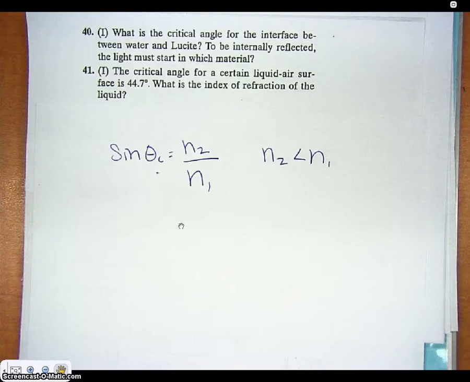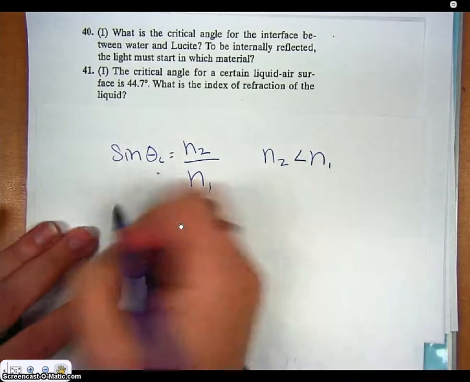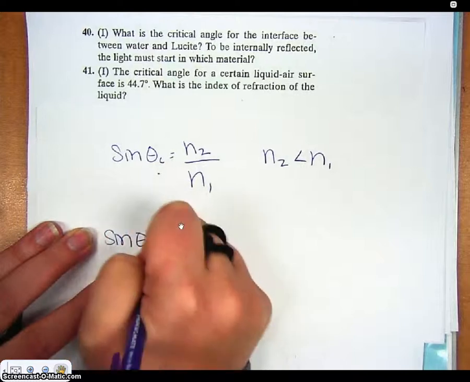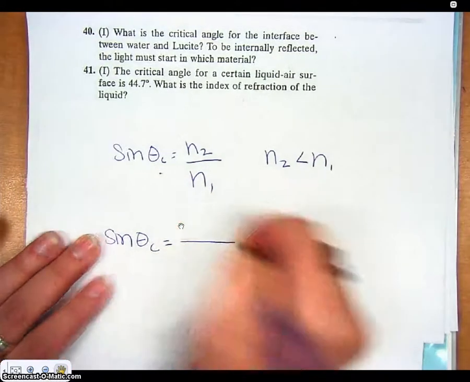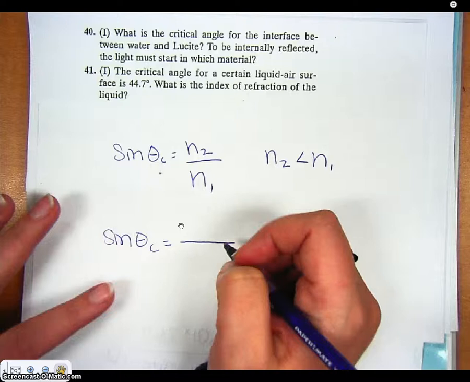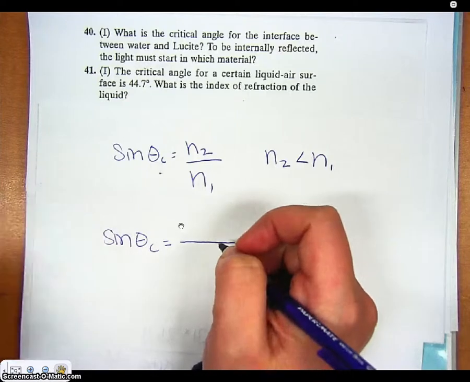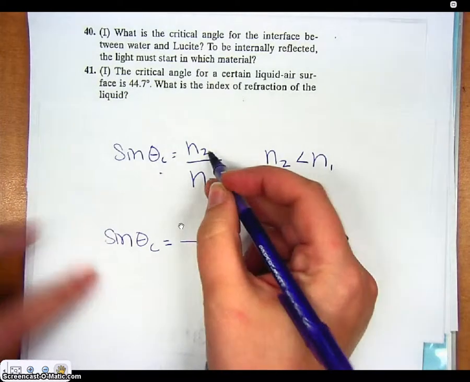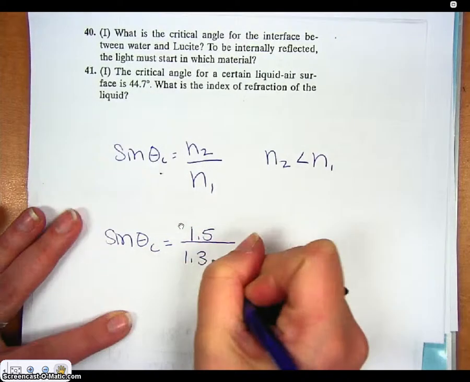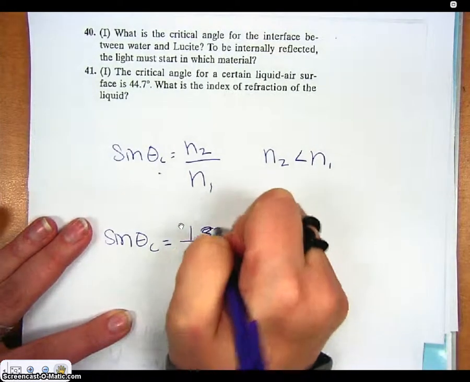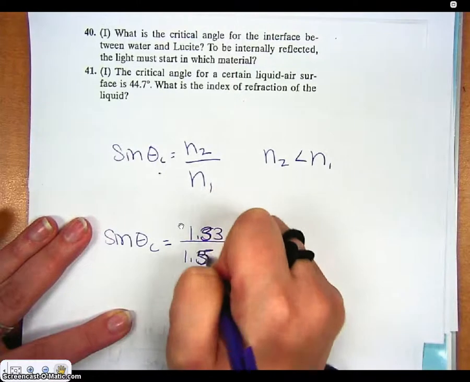So number 40 says, what is the critical angle for the interface between water and lucite? Okay, so going from water to lucite, we'd really have to know what the indices of refraction are for this, and I know what they are. So water is 1.33 and lucite's 1.5. So n2 would be 1.33 for water, and n1 would be 1.5 for lucite.